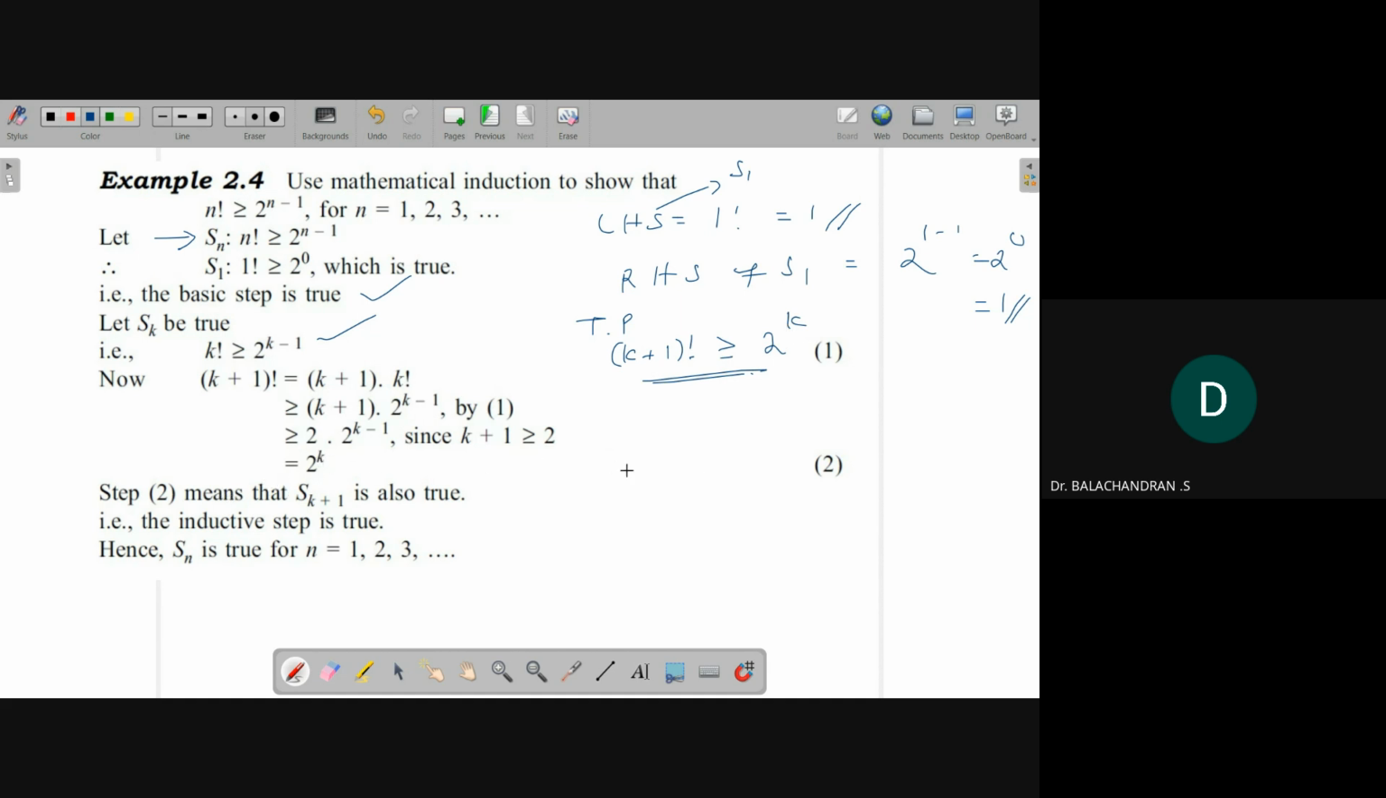So step 2 means Sk plus 1 is also true. That is, the inductive step is true. Hence Sn is true for all n belongs to capital N. So the set of all natural numbers, or you can write for n equal to 1, 2, 3, and so on.